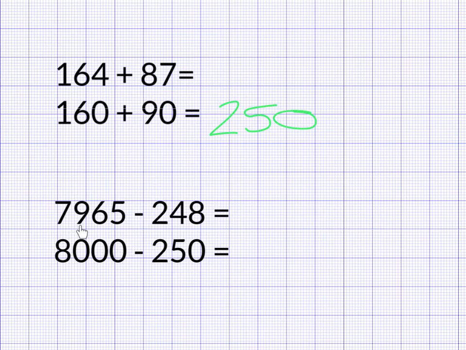Now we've got 7,965 take away 248. So we're going to round 7,965 to 8,000. We're going to round 248 to 250. So that will give us 7,750.